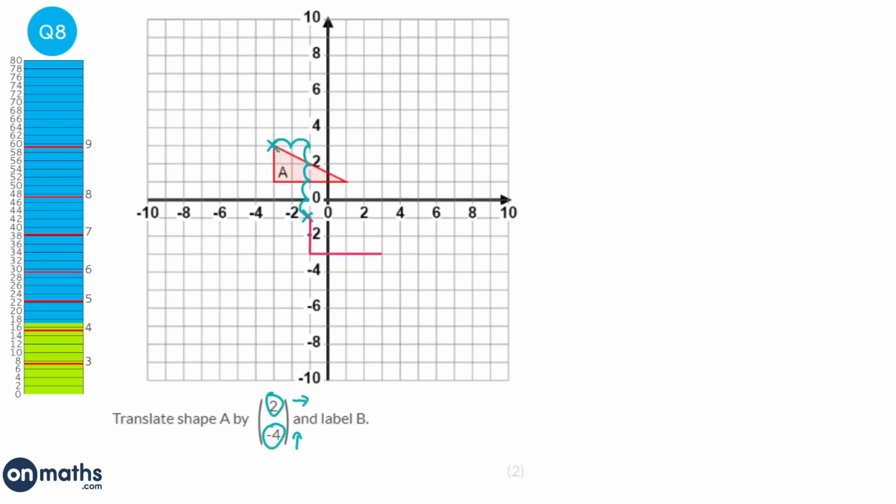So it should go here, and draw in the shape in there. Make sure that you know that that coordinate is the top left part of our shape. And it says to label it B.